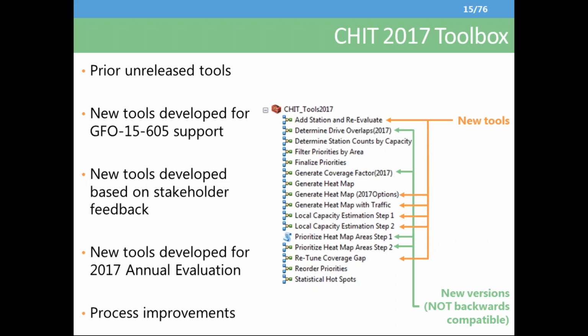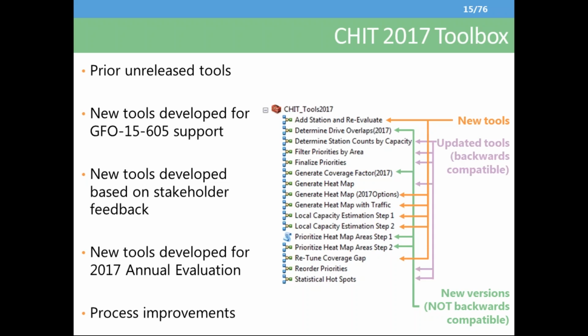These are the tools that have been updated that are not backwards compatible. So there are some updates in here that are completely different from the 2015 version. You can't really use it with the same data. You can't really use it in the same order. So these are ones that, if you're going to try to compare between 2015 and 2017, you have to be really careful about which version you're using.